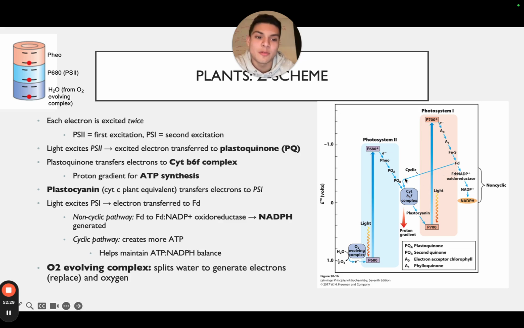Or, and the only reason why I would go this direction is to pump protons and contribute to the ATP synthesis. That's what it would do. Whereas ferredoxin could also go the non-cyclic route, in which it goes to ferredoxin NADP plus oxidoreductase.